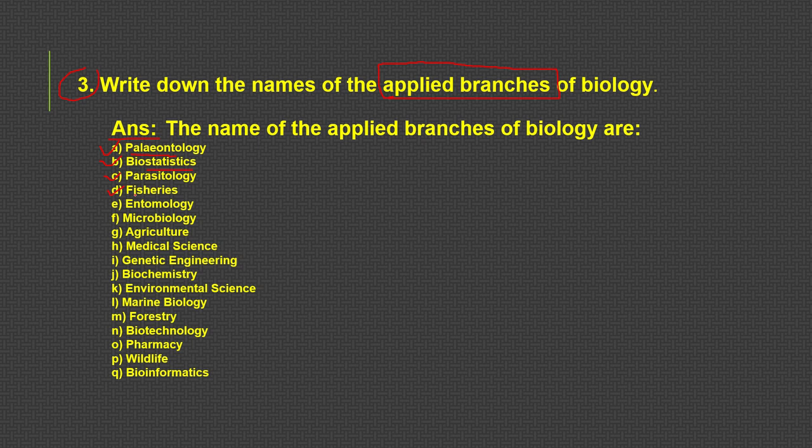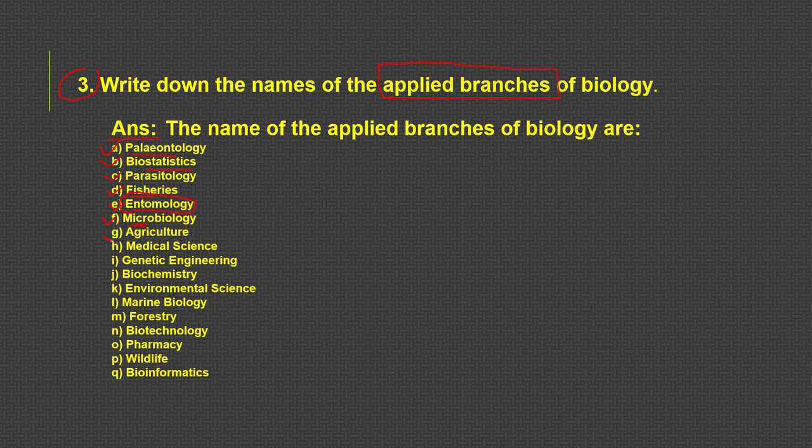Next one is fisheries. See the name, it's very easy to remember. Fisheries means fish, harvesting of fish, and management and conservation of fish. And entomology. Entomology is the science related to the merit and demerit and control of insects. So entomology is all about insects. Next one is microbiology. Micro means small, microscopic organisms, for example viruses, bacteria, fungi and other microorganisms.